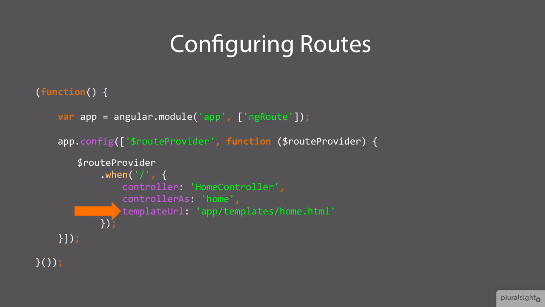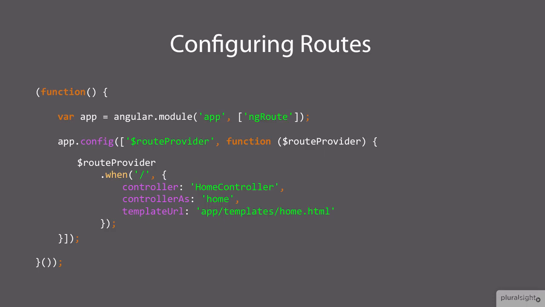The last property I'm specifying here is the template URL property. It defines the relative URL to the file containing the HTML view for this route. What this call to the when function is really saying is, when someone visits the root of the application, load up the home.html file and a new home controller, and refer to the controller inside the view simply as home.